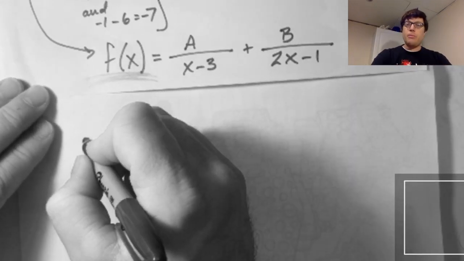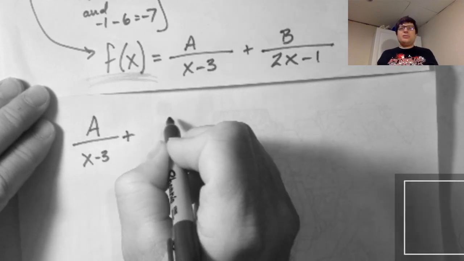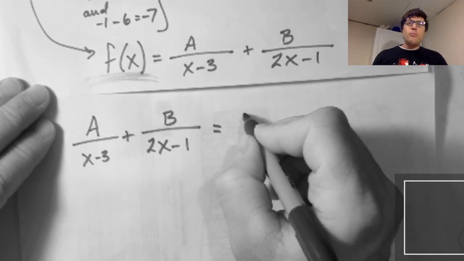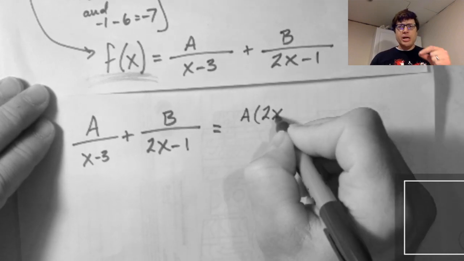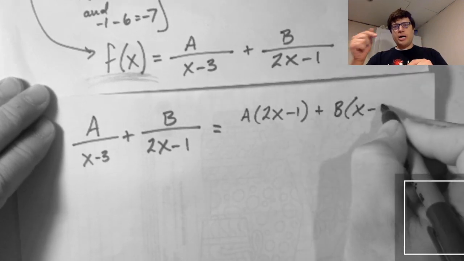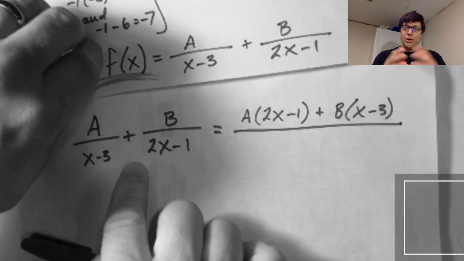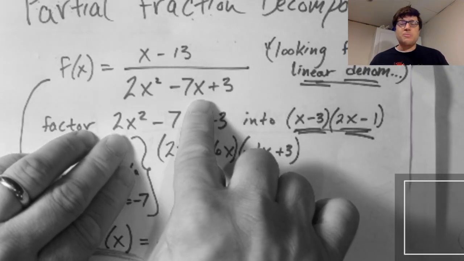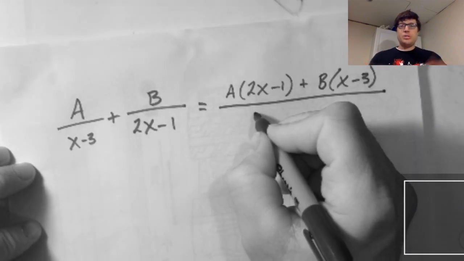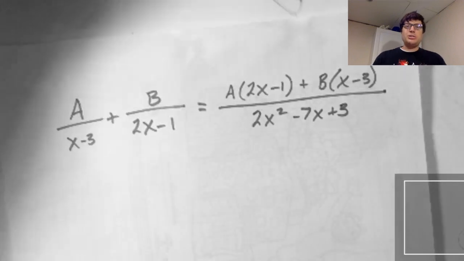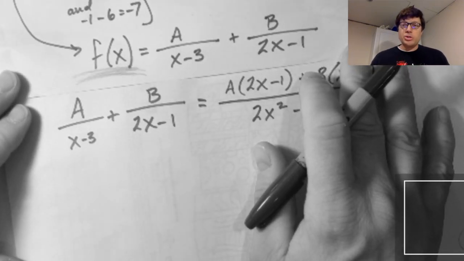Those become the new denominators. We don't know what A is. We don't know what B is. I need something to be the numerator. And the truth is that A over x minus 3 plus B over 2x minus 1 together still need to equal x minus 13. So there still needs to be a way to bring them back together, and the answer should still be what it was when we originally started.